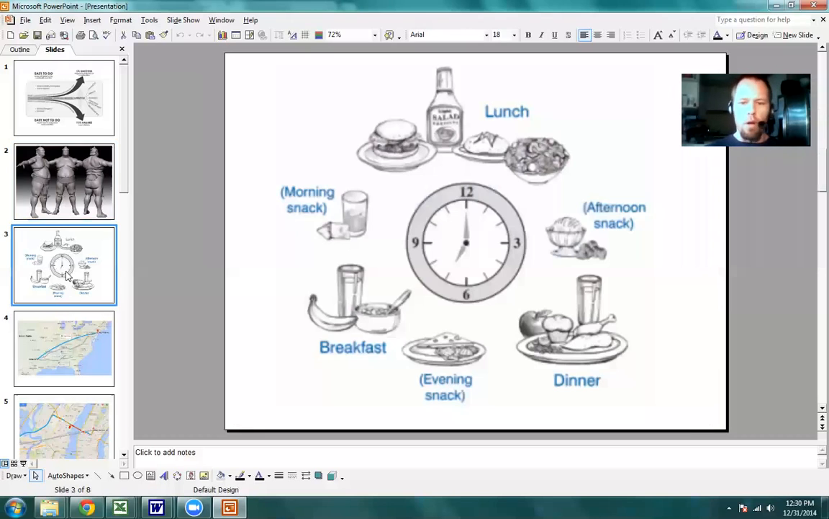So I've got another graphic here. It says this is really what we need to be doing. We need to be having our breakfast. And then 2 to 3 hours later, we need a morning snack. 2 to 3 hours later, we need our lunch.